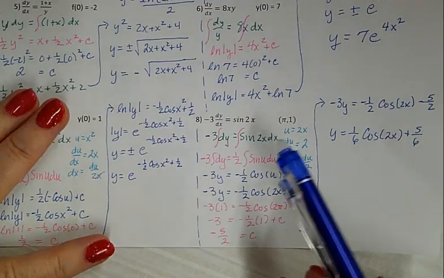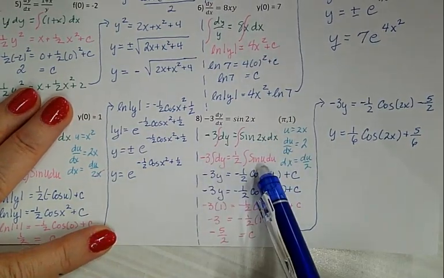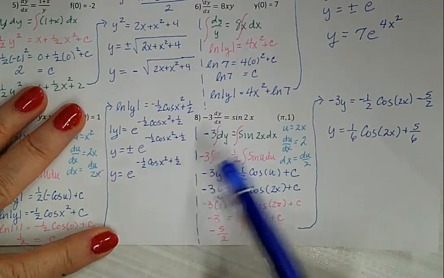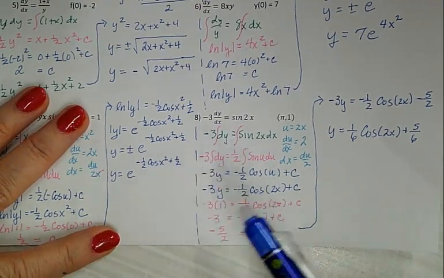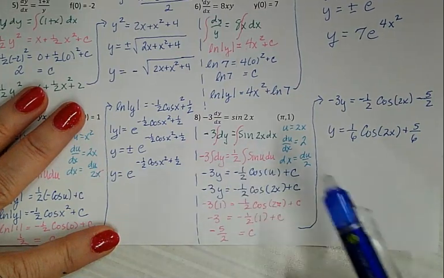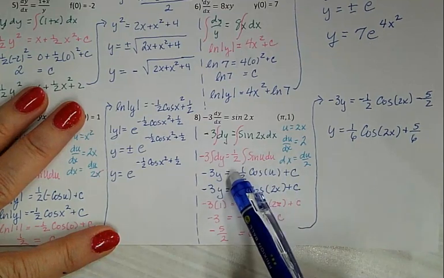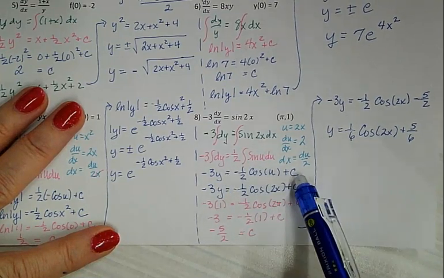All right, let's see how you did. So we separated our variables. We needed a u sub for this part, so we got it set up and ready to go. I pull my constants out in front. So then when we integrate this side, we get negative 3y. When we integrate this side, we get 1/2 times, and then the integration of sine u is going to make me have negative cosine u plus c.